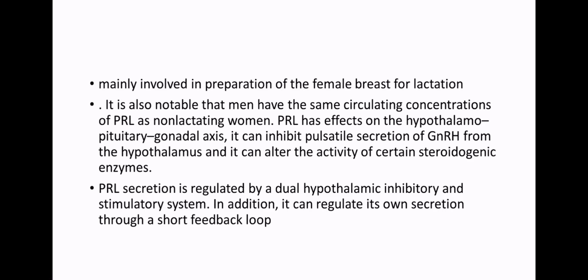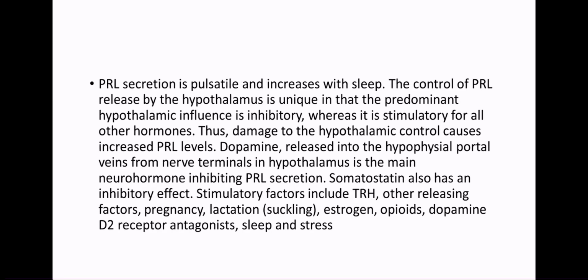Prolactin secretion is pulsatile, and it increases with sleep, and damage to the hypothalamic control can cause increased prolactin levels. Dopamine released into the hypophyseal portal veins from the nerve terminals in the hypothalamus is the main neurohormone inhibiting prolactin secretion. Somatostatin also has inhibitory effects, and stimulatory factors include thyrotropin-releasing hormone and other releasing factors, pregnancy, lactation, estrogen, opioids, dopamine 2 antagonists, and sleep and stress. So this is what I just told you.